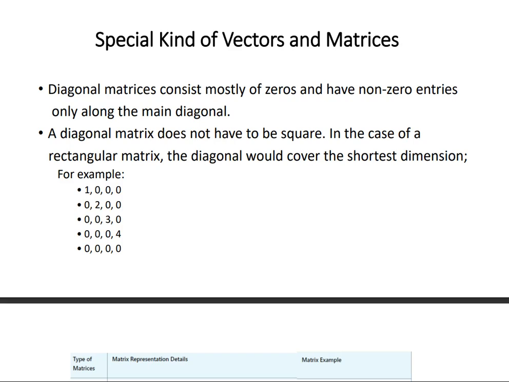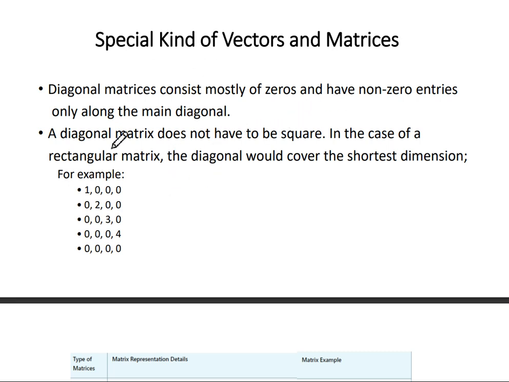So today we'll discuss the special kinds of vectors and matrices in machine learning. We have some set of vectors. Already we know what a vector is. So let us see.